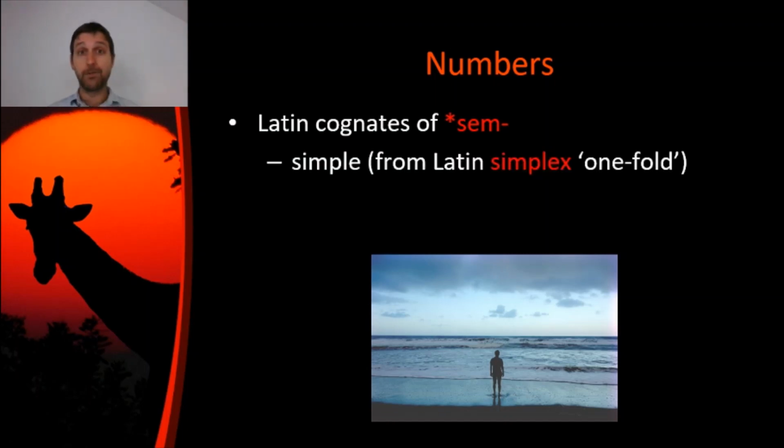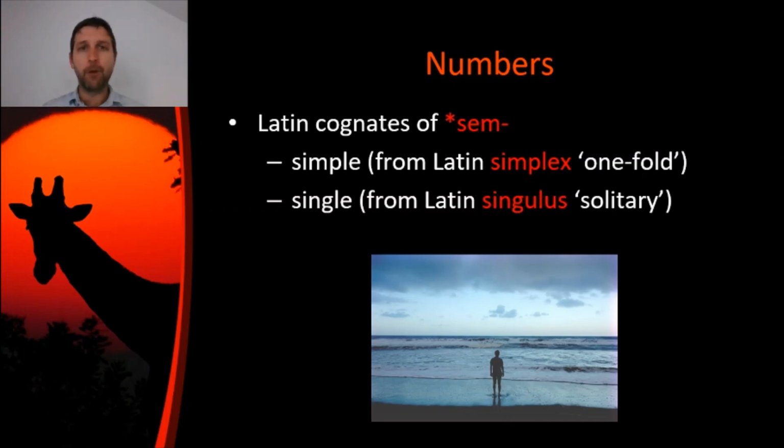Simple actually comes from this. The sim part is from sem. The last part, plex, comes from an Indo-European root that means to fold. So simplex literally means one fold, which means it's not complex. Here's a word that also comes from the plex root, complex. Simplex and complex are actually antonyms. They're opposites because simplex is one fold, complex is folded together. In other words, it's more complicated, which of course also comes from complex.